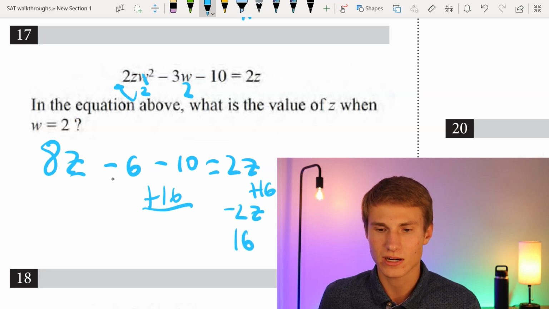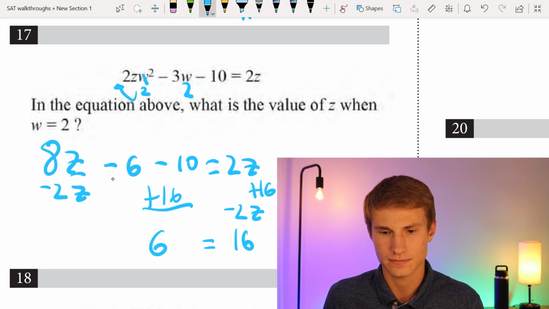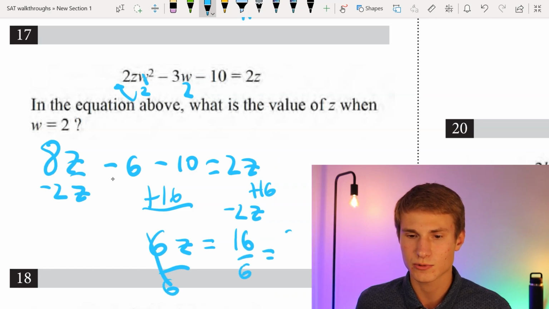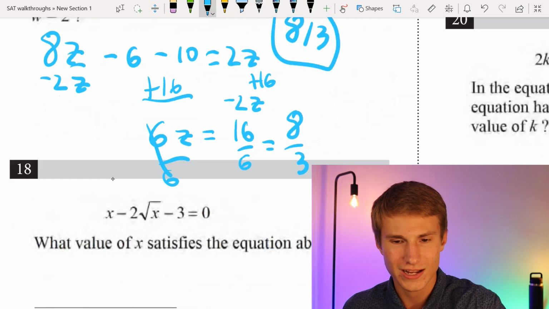Okay, now from there, we're going to get 16 is equal to 6Z. Now all we got to do is divide each side by 6 to solve for Z. We see that Z is going to equal 16 over 6, which we could also simplify down to 8/3. Therefore, 8/3 will be our correct answer. So 8 over 3 is our value of Z. All right, moving on to number 18 now.